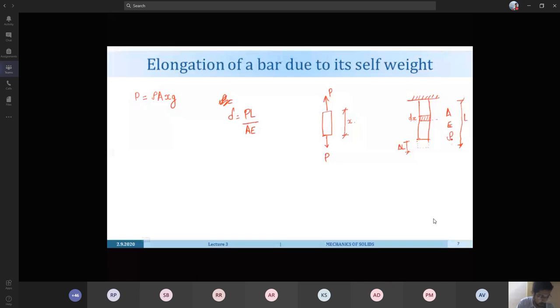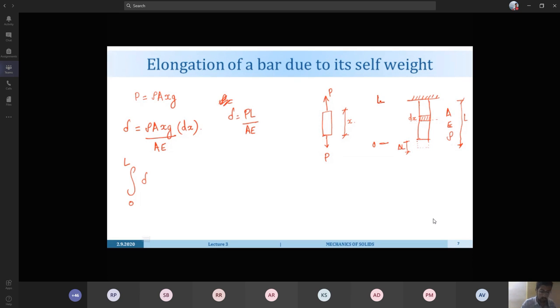Okay, so the delta will be PL by AE, and for this small element dx, we will have the elongation as rho A x g into dx over A E. Now you have to integrate this expression from 0 to L, starting from this point 0.